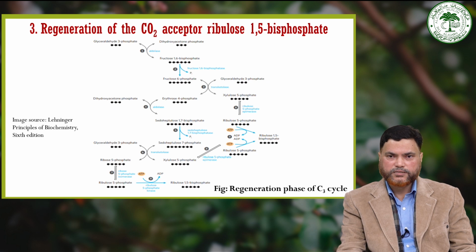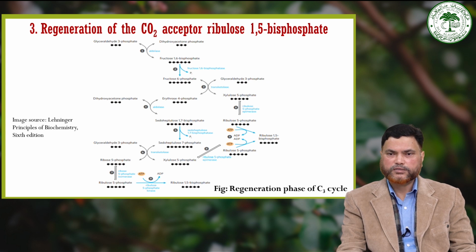Now, the third stage is regeneration of RuBP. The first reaction, where CO2 is assimilated into triose phosphates, consumes RuBP. To maintain a continuous flow of carbon dioxide into carbohydrate, the Rubisco acceptor RuBP must be constantly regenerated. This regeneration is accomplished by a series of enzymatic reactions. Some of the glyceraldehyde 3-phosphate molecules go to make glucose, while others must be recycled to regenerate the Rubisco acceptor.